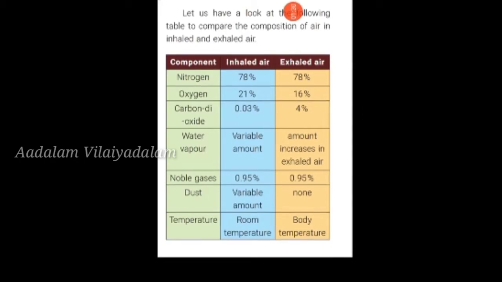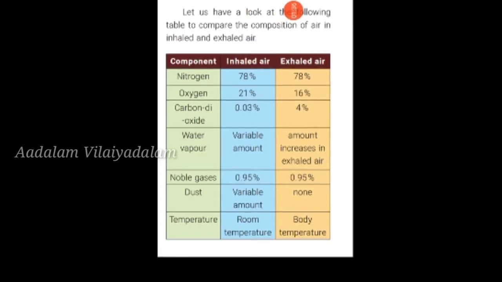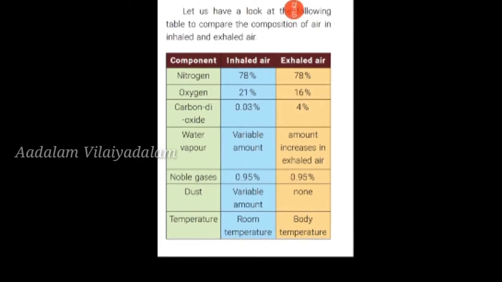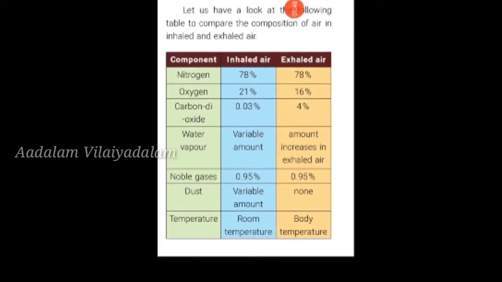Composition of air in inhaled and exhaled air. So first component, nitrogen. Inhaled air is 78% and exhaled air is 78%. Next one, oxygen. Inhaled air is 21%, exhaled air is 16%.